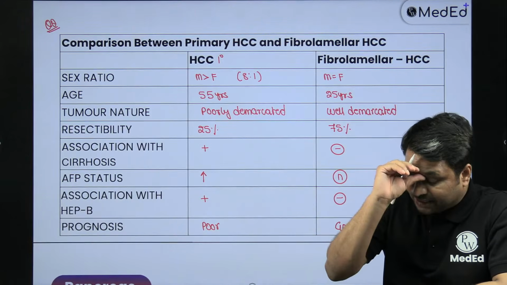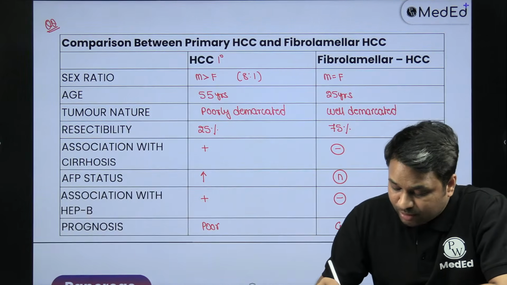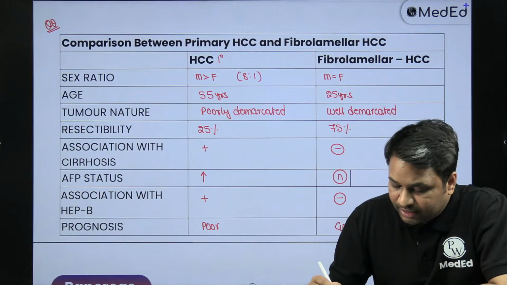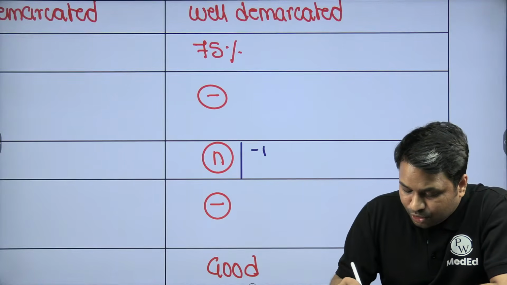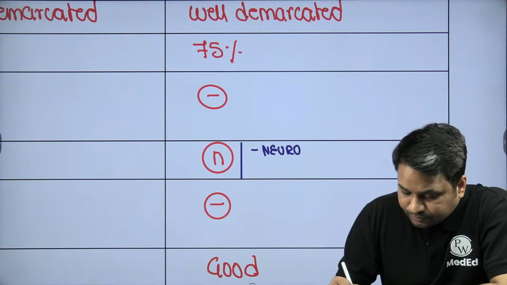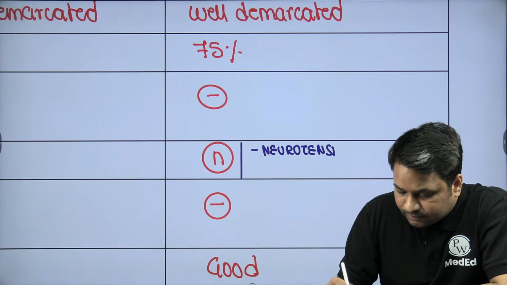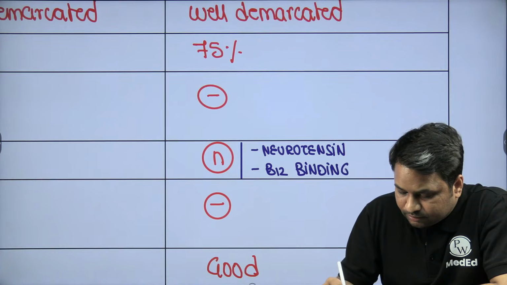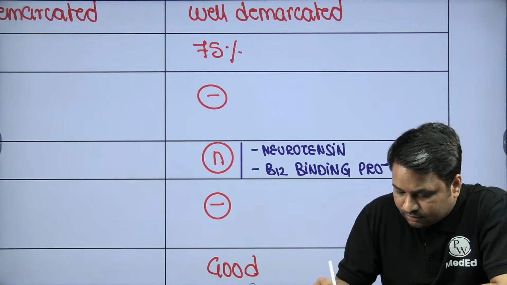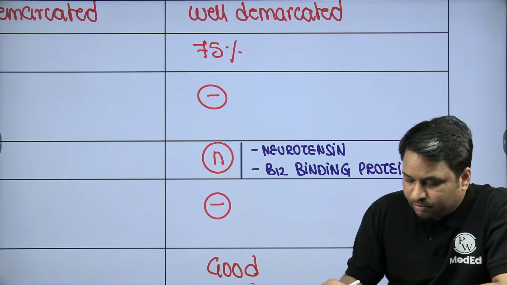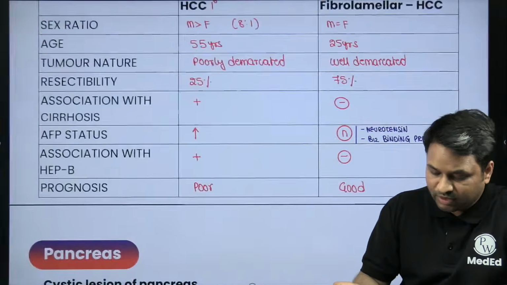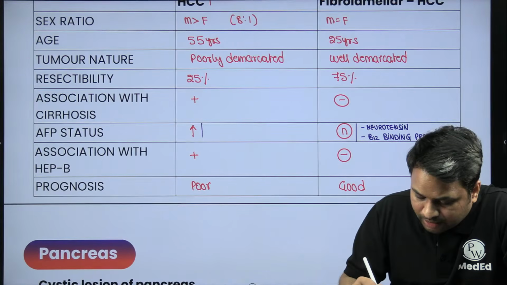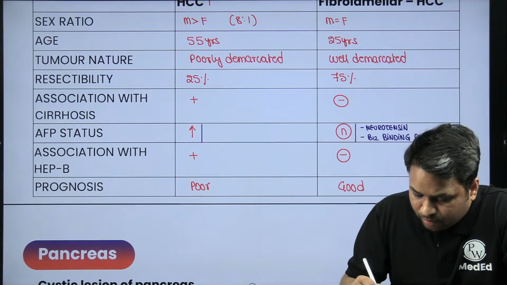Now, if the AFP, that is alpha fetoprotein, levels are normal, what are the tumor markers you see in the fibrolamellar variant? Number one, neurotensin. Another one is your B12 binding protein. The other tumor marker that you have is going to be PIVKA-2.